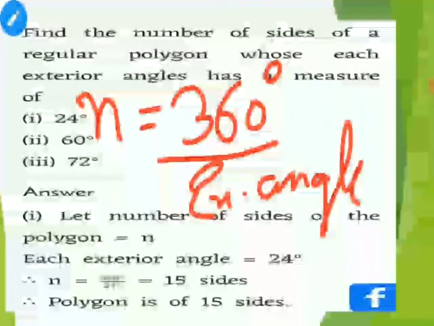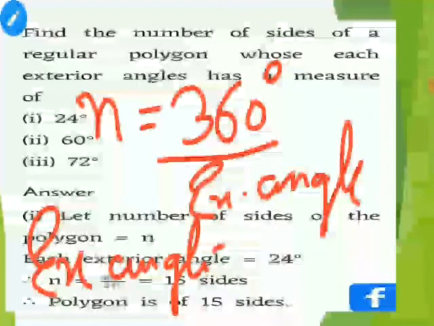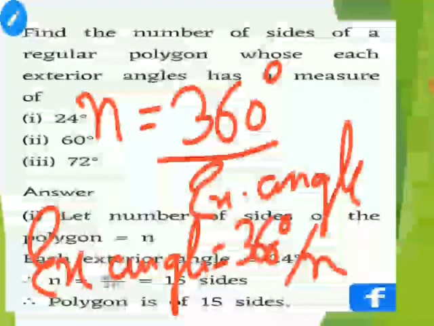And suppose you want to calculate each exterior angle and you know the number of sides, then each exterior angle is equal to 360 degrees upon n. So you can see they are vice versa of each other. If you know either the number of sides or the exterior angle, the other one you can calculate. So let's proceed with the question now.